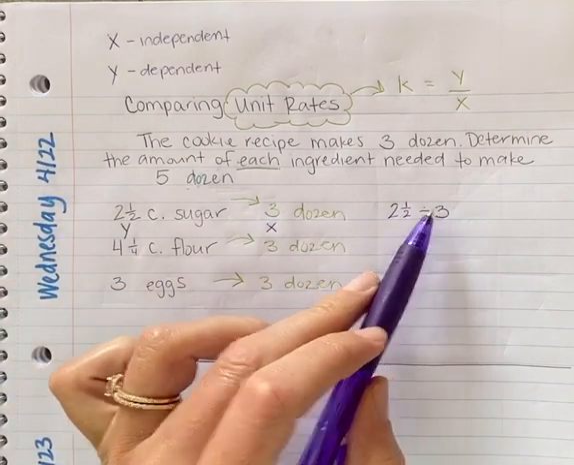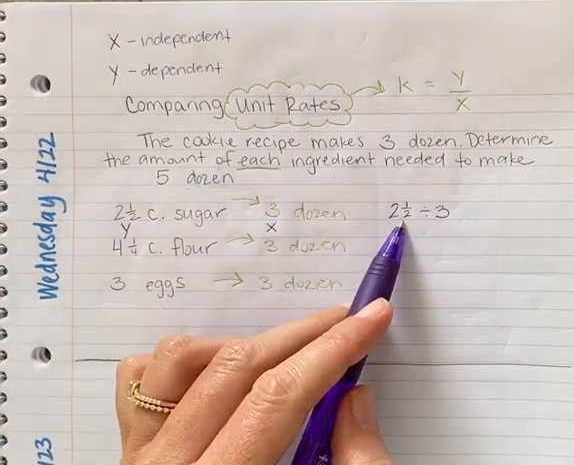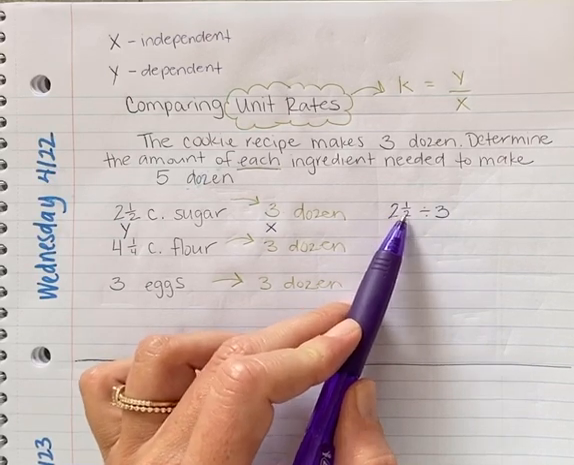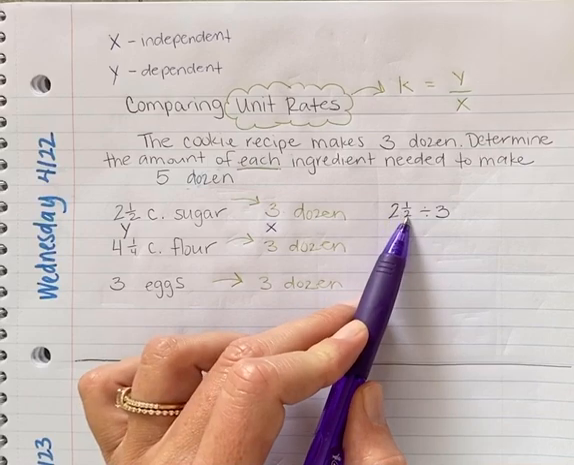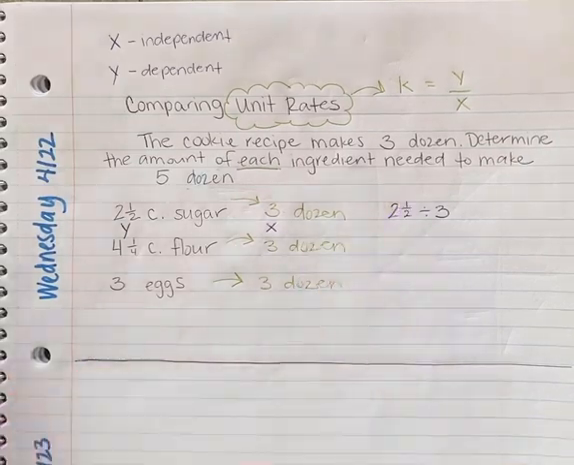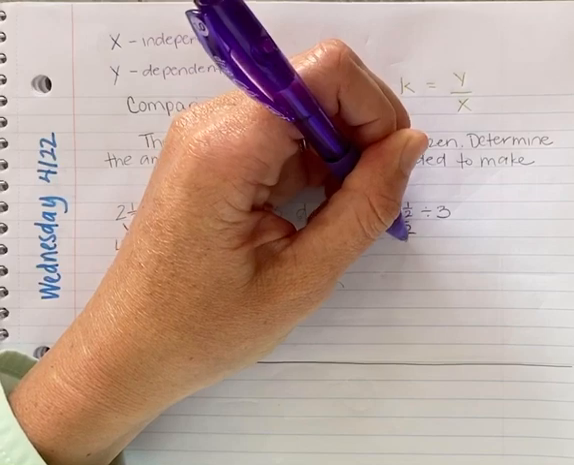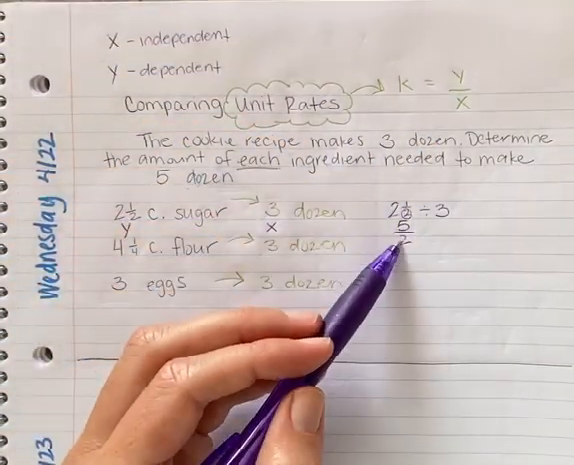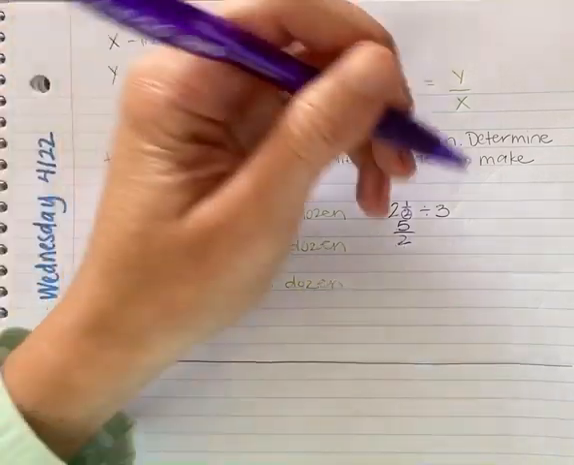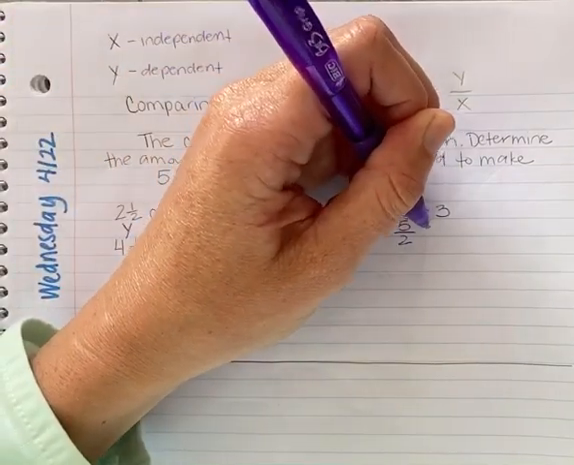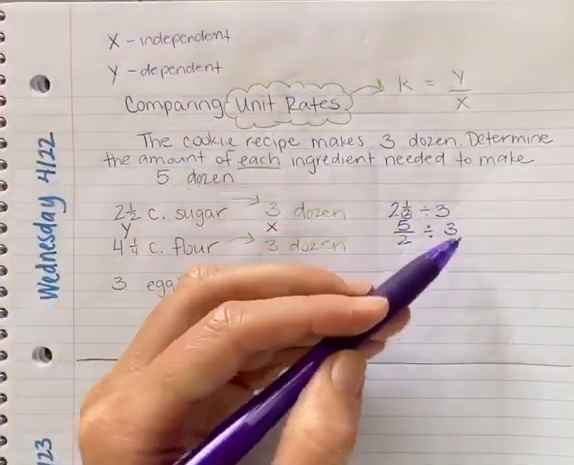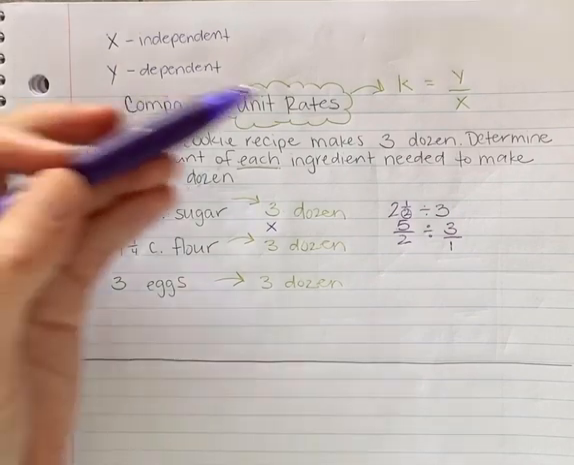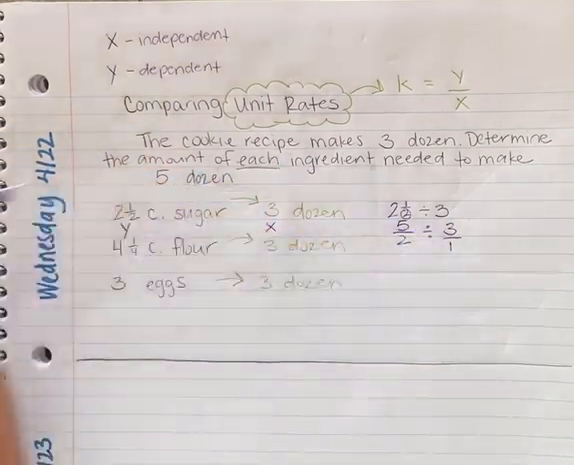So when I take 2.5 divided by 3, this is a mixed number that I need to convert to an improper fraction. So I'm going to take my whole number, 2, multiply it by the denominator. 2 times 2 is 4, plus my numerator is 5, and then I keep this 2 the same. So 2.5 is the same thing as 5 halves, or 5 over 2. So 5 over 2 divided by 3. I know that 3 as a whole number is the same thing as 3 over 1. So now I have 5 over 2 divided by 3 over 1.